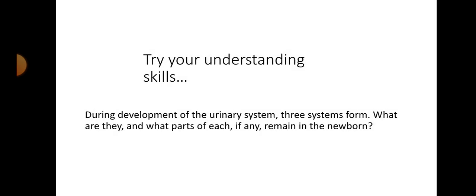Now to test your understanding, I have placed a question. Please do read and place the answer in the comment box. During development of the urinary system, 3 systems form. What are they and what parts of each, if any, remain in the newborn?